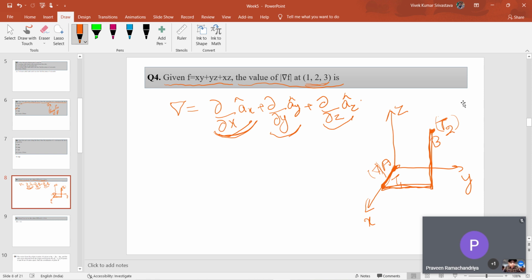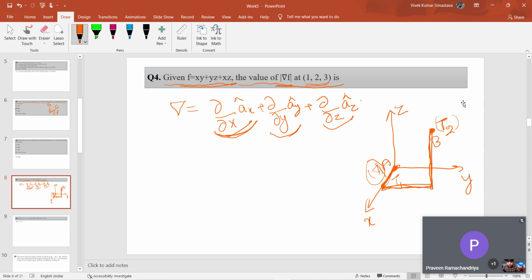Once you take the gradient of this function f, then you will find the maximum rate of change, such that this function can be minimized. So this basically represents the gradient. Let us now come to the question. You have to find the gradient of this function first of all, and then take the modulus of it, that is the absolute value.